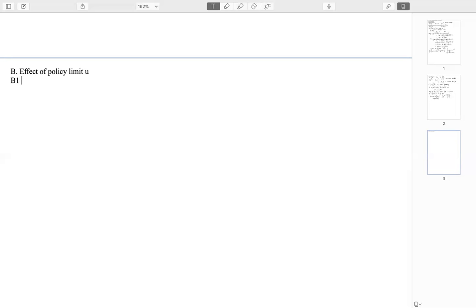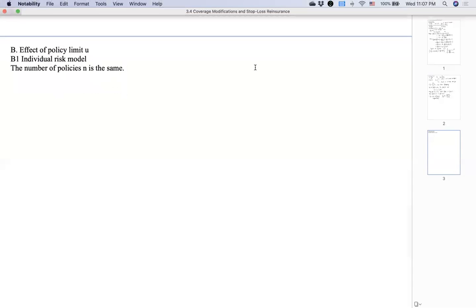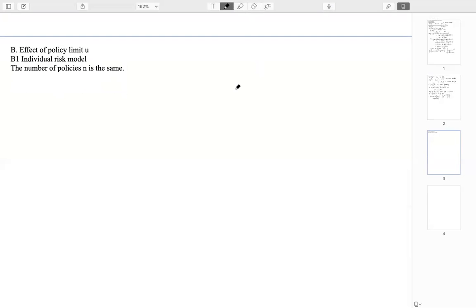Okay, B1 is still individual risk model. So N, the number of policies, is the same. That's clear because nothing changes the number of policies. Next, we want to study the impact on X. How would the X change? So let me give you the result first, and then we will analyze why this is the case.